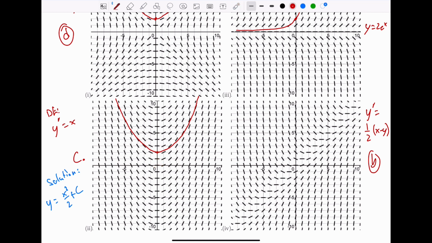Finally, for this last slope field, here's the point 0, 2. We want to sketch the solution curve passing through that point.